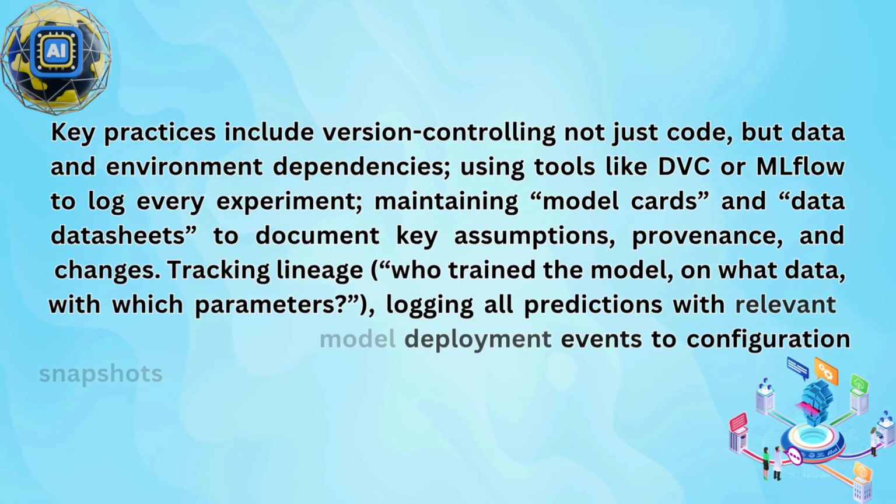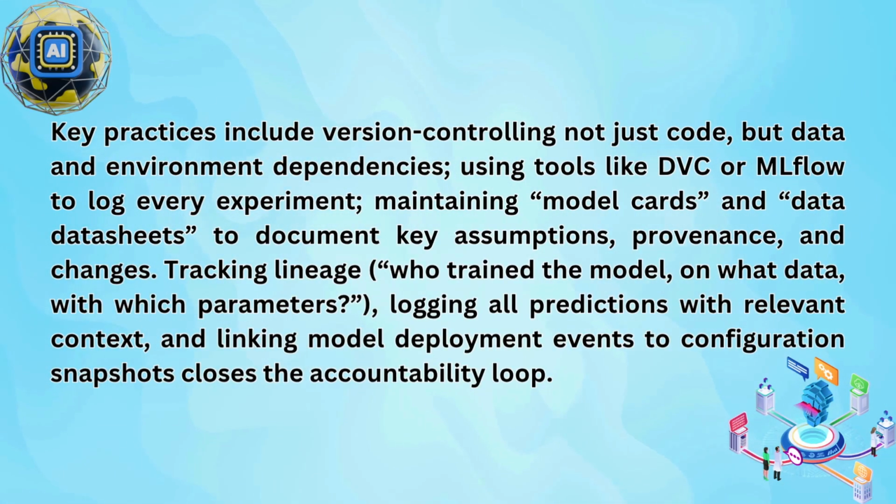Key practices include version controlling not just code, but data and environment dependencies, using tools like DVC or MLflow to log every experiment, maintaining model cards and data sheets to document key assumptions, provenance, and changes, tracking lineage: who trained the model, on what data, with which parameters, logging all predictions with relevant context, and linking model deployment events to configuration snapshots closes the accountability loop.